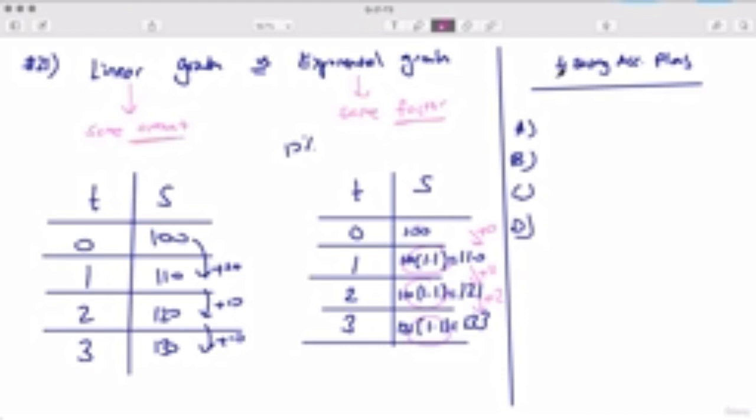Now we are going to look at each one of these choices and try to see whether they fit this story of linear growth or this story of exponential growth. Let's look at A. A says each successive year 2% of initial saving is added. 2% of initial saving, let's say initial saving is 100, 2% of that would be $2 each year. $2, $2, $2. Each year I'm adding the same amount. So clearly this is linear growth.